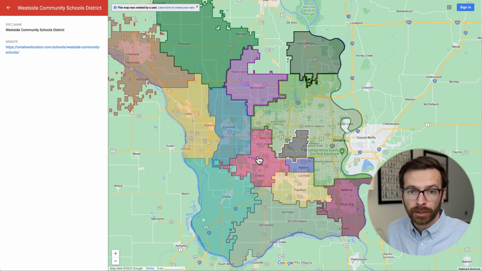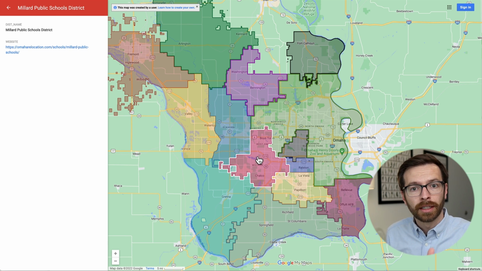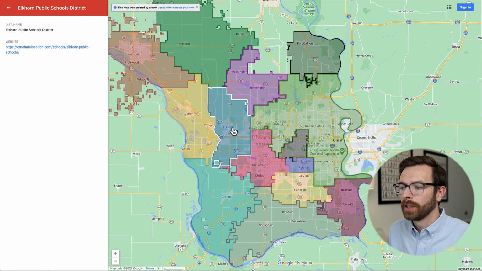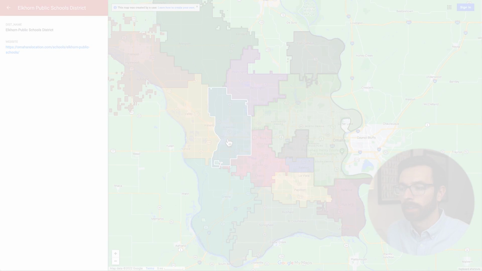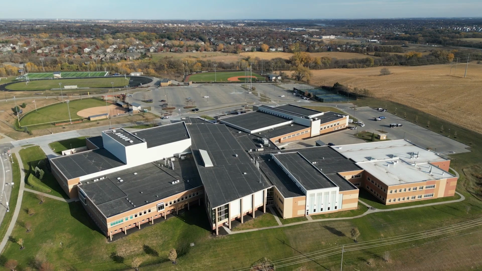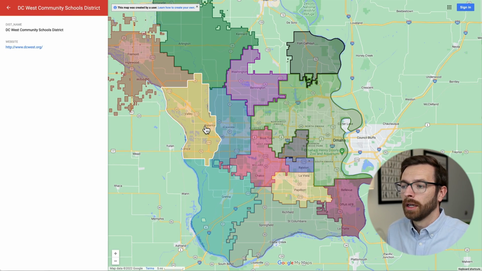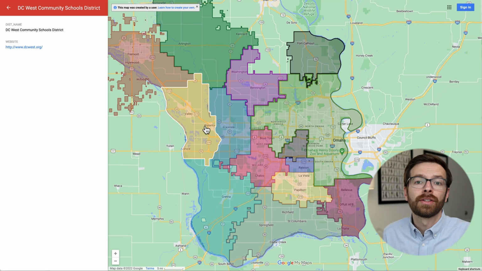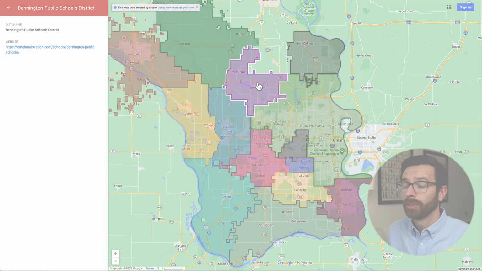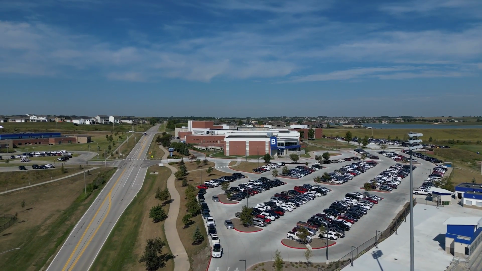Just a little bit to the west is going to be Millard. Some people will call it Millard. It is pronounced Millard. So that's the Millard School District there. On the western side of Omaha, you've got Elkhorn. So Elkhorn's a pretty sizable school district that's growing pretty quickly because a lot of the new development is out in this area. And then you also have DC West. So the DC stands for Douglas County West. So Douglas County West includes Waterloo, Valley. Bennington, right here in the purple, is also another fast-growing school district.